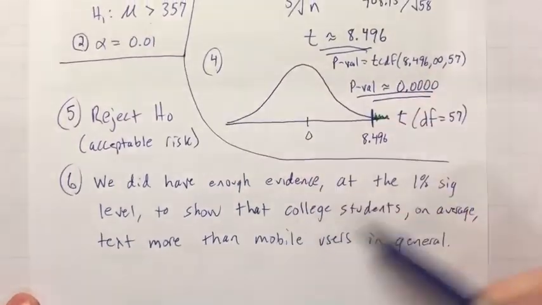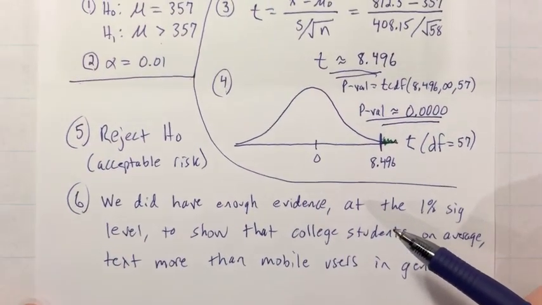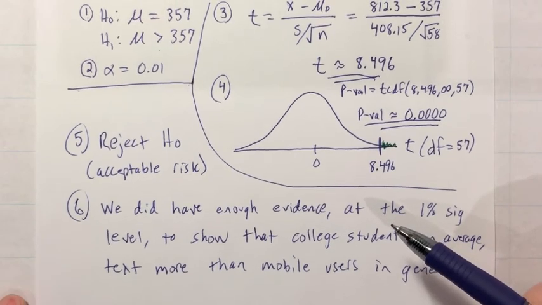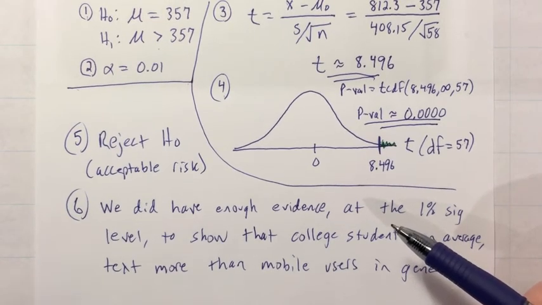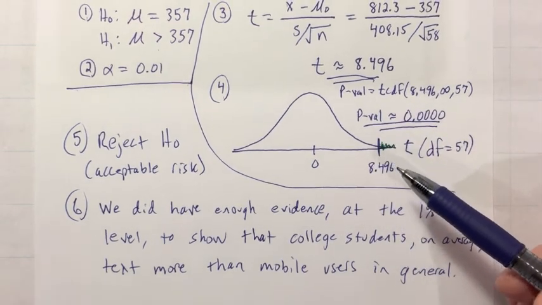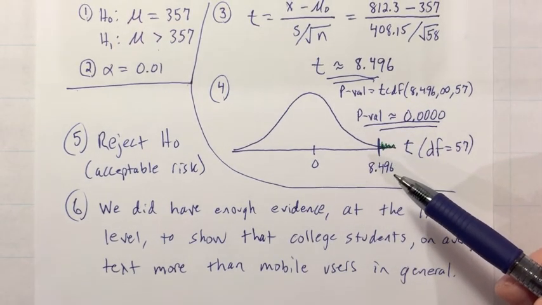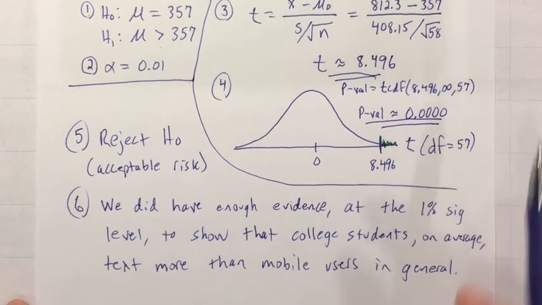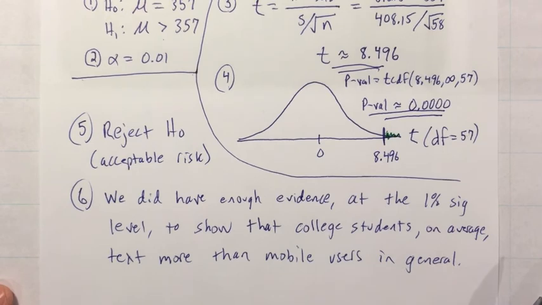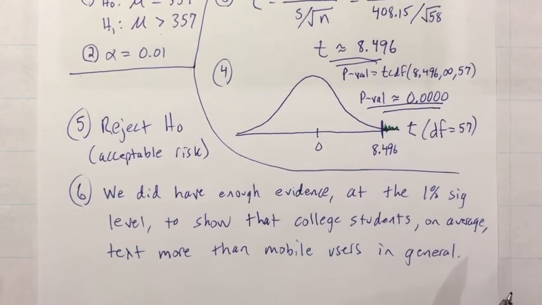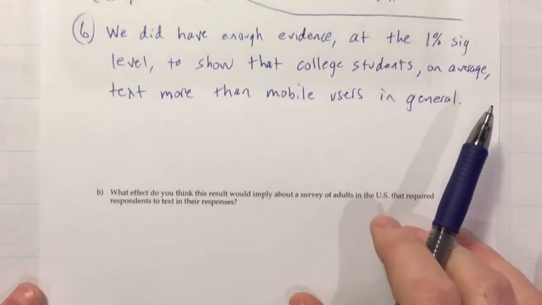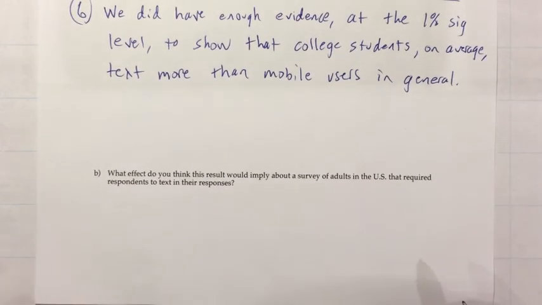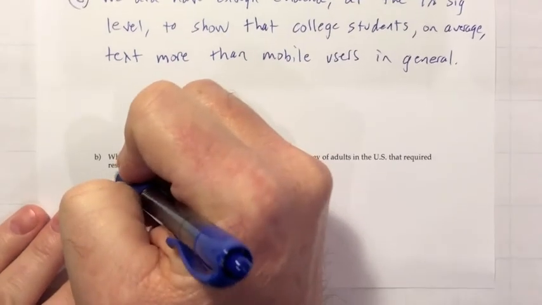Well, what this shows us is that college students are more likely to be texters than mobile users in general. So if you are going to, instead of having a random sample, have some volunteer response survey that specifically asks people to text in, then because college students are more into texting, they might be more likely to respond than other people, and that means that your survey is going to be biased towards the opinion of college students, whatever that happens to be on that topic. So because our hypothesis test shows that college students text more, it's likely that the sample that we get would be biased towards the opinion of college students.